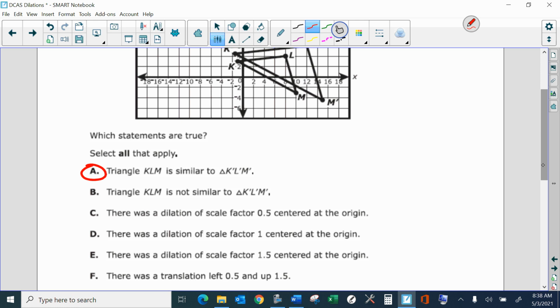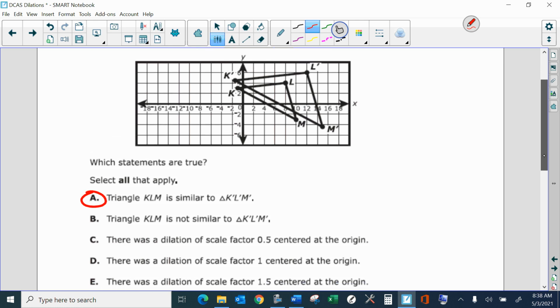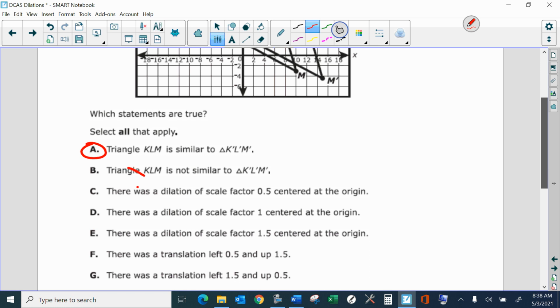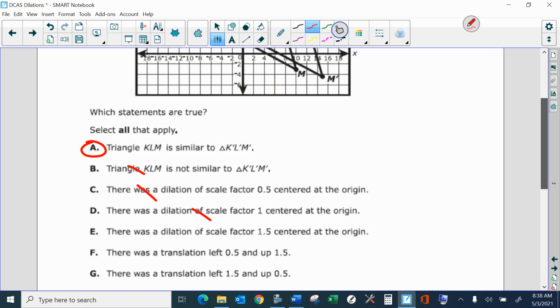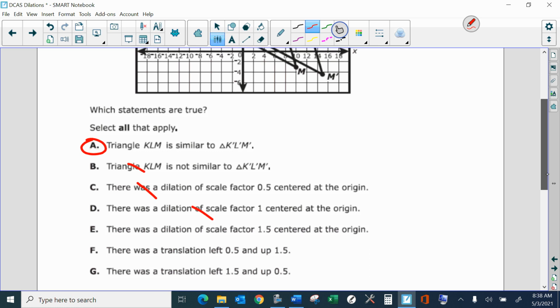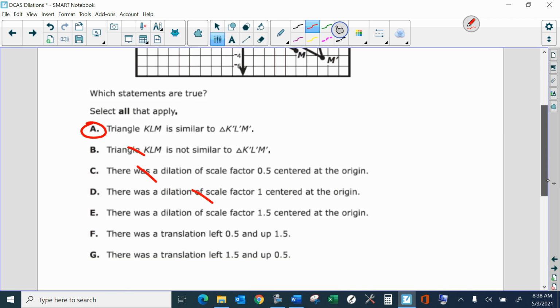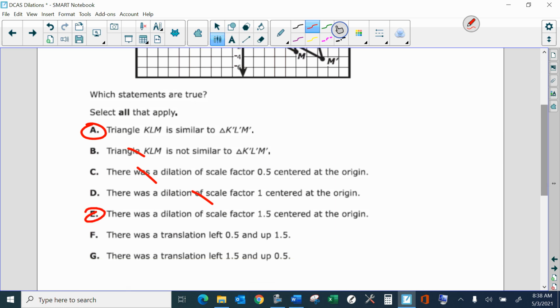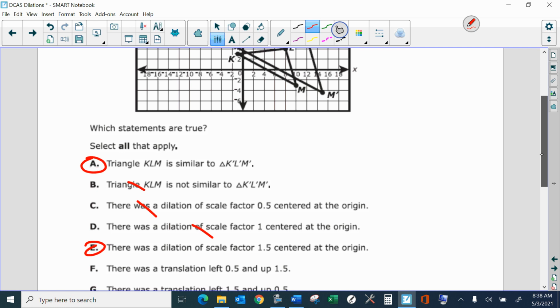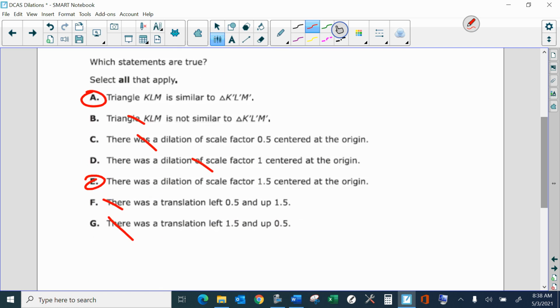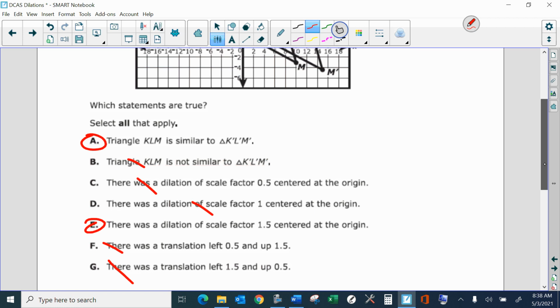Dilation of scale factor 0.5? It's not 0.5, obviously it's not half of it. Dilation of scale factor 1? It's not exactly 1. It's a dilation of 1.5 centered at the origin. That's what it looks like it is. A translation would be the exact same size. It's not, it's bigger. Remember, with translations, the pre-image and image are congruent. So we have that right there, A and E.